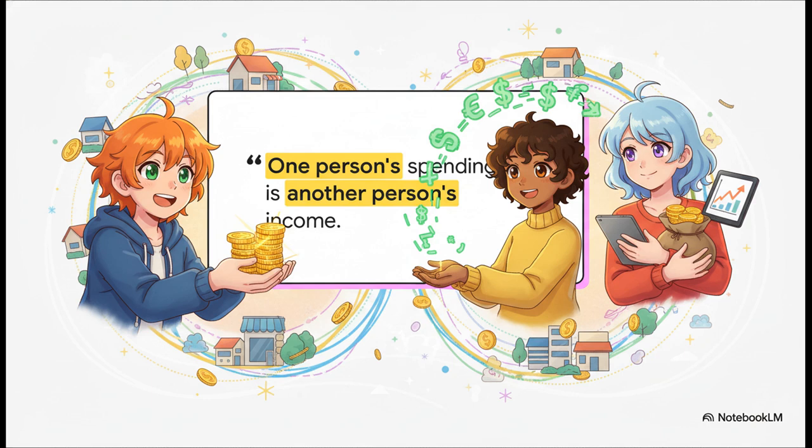Now, if there is one sentence you remember from all of this, let it be this one. One person's spending is another person's income. Just let that sink in for a second. Every dollar you spend becomes income for somebody else. And that simple little feedback loop is the absolute key to how these cycles get created.